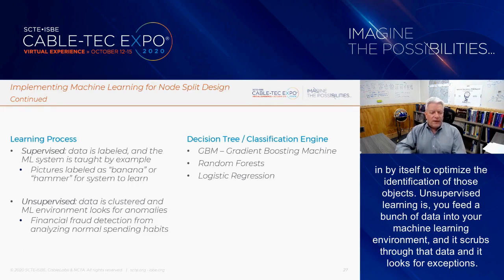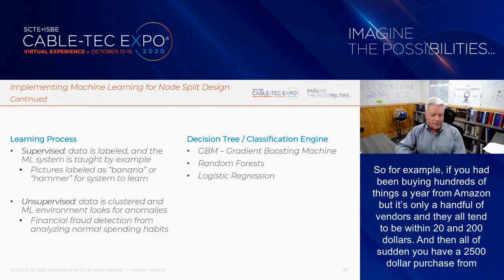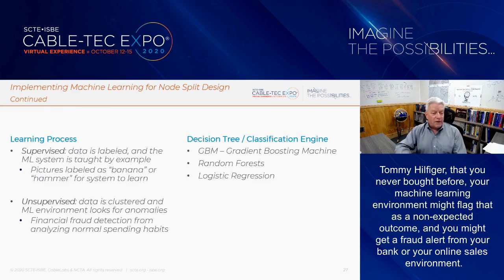Unsupervised learning is where you feed a bunch of data into your machine learning environment, and it scrubs through that data and looks for exceptions. So for example, if you have been buying hundreds of things a year from Amazon, but it's only a handful of vendors and they all tend to be between $20 and $200, and then all of a sudden you have a $2,500 purchase from Tommy Hilfiger that you never bought from before, your machine learning environment might flag that as a non-expected outcome, and you might get a fraud alert from your bank or your online sales environment.